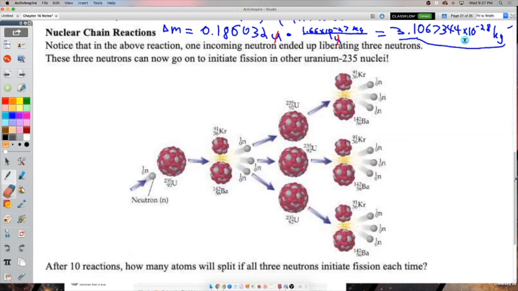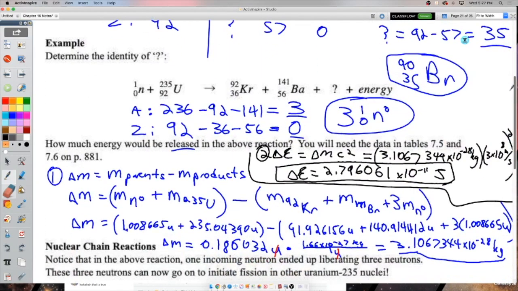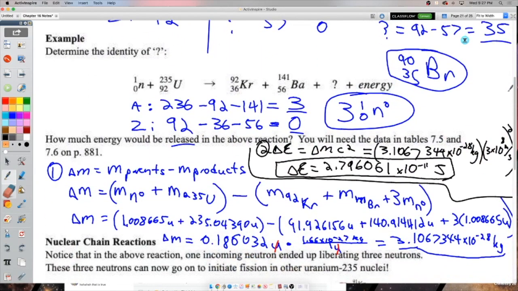Okay, so I want you to just think about something for a sec here. How did we start this fission? What did we have to do to uranium? Well, we had to bombard it with free neutrons, right? Free with an F, right? But hang on, what did we produce? We produced free neutrons.